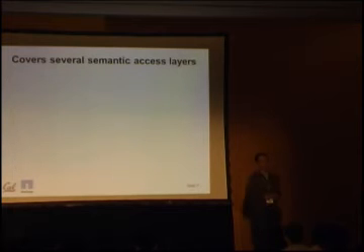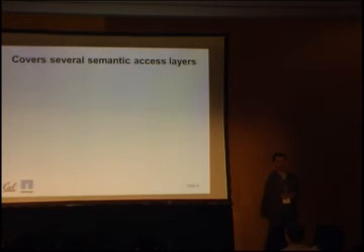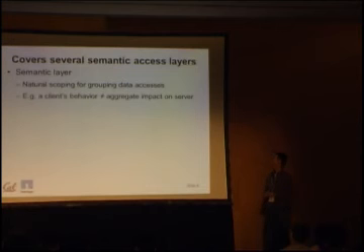So the traces cover several semantic access layers. Now, as I mentioned before, semantic layer is a natural scoping for grouping data access patterns. And again, we need to look at them because the client's behavior, individual behavior, is different from the aggregate behavior across many clients at a server.